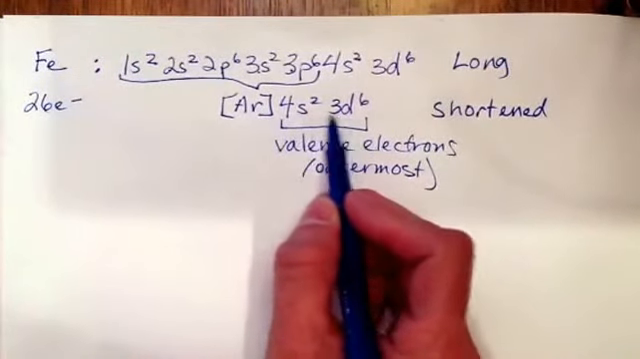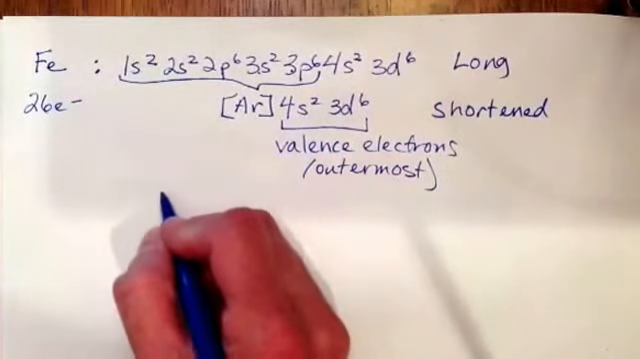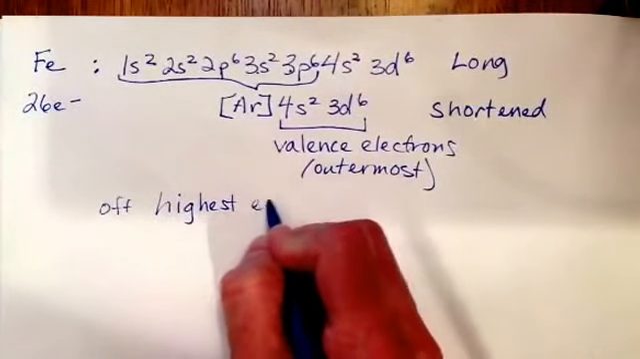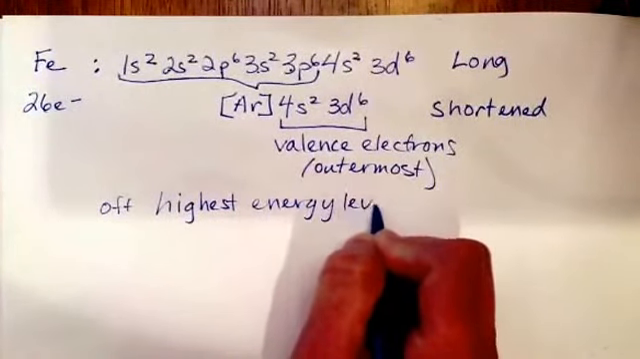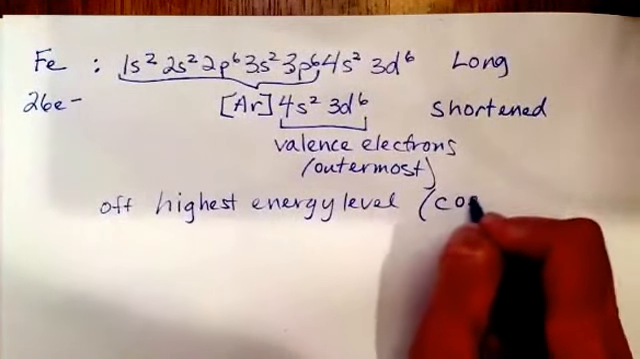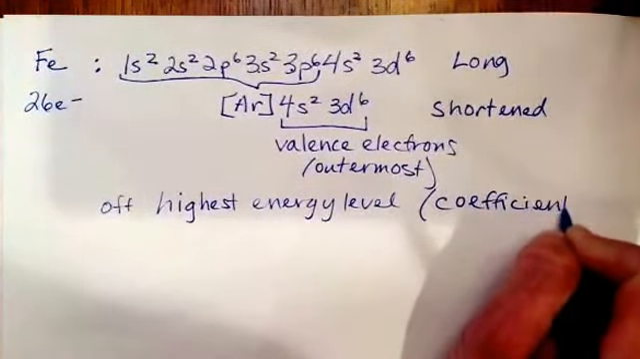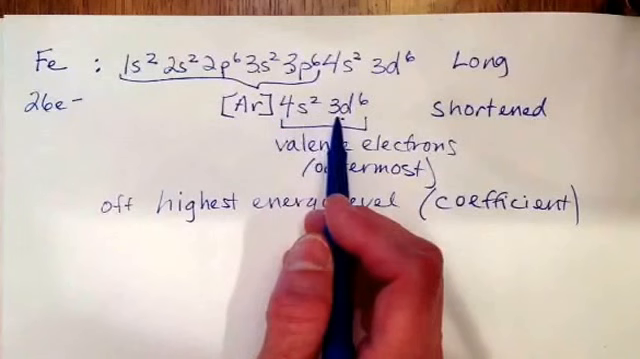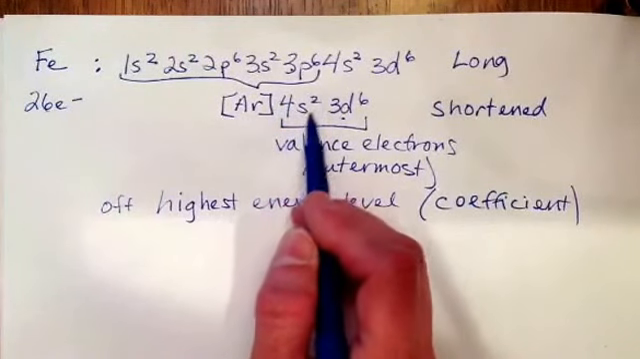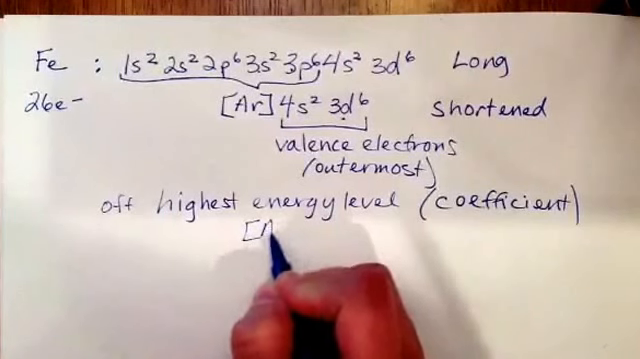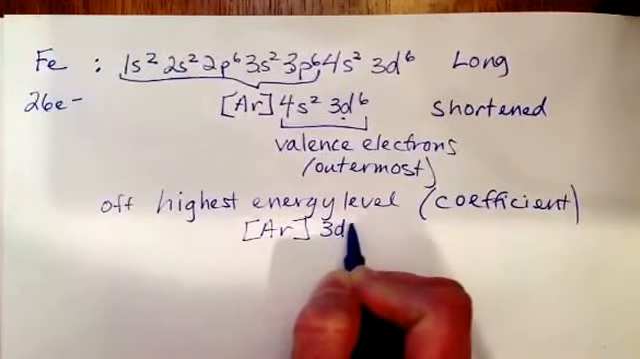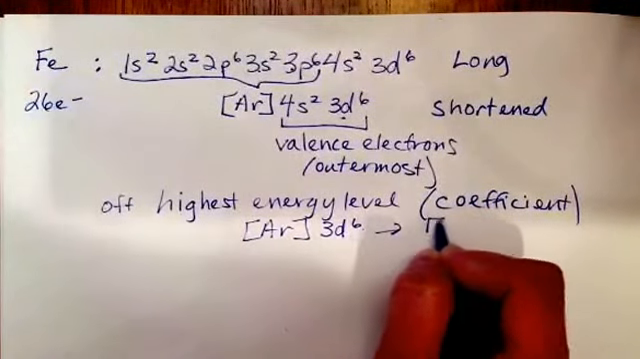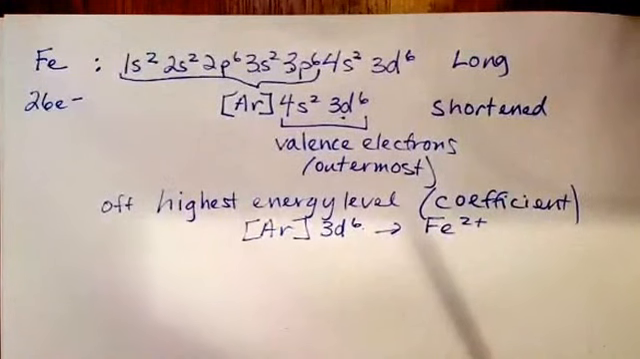In order for it to form an ion, the electrons will come off the highest energy level, notated by the coefficient. So in this case, 4 is greater than 3. What I would predict for iron is that these two electrons can come off, and if they do, I'm left with 6 outermost electrons now in a d. So therefore that would represent the iron 2+ ion.